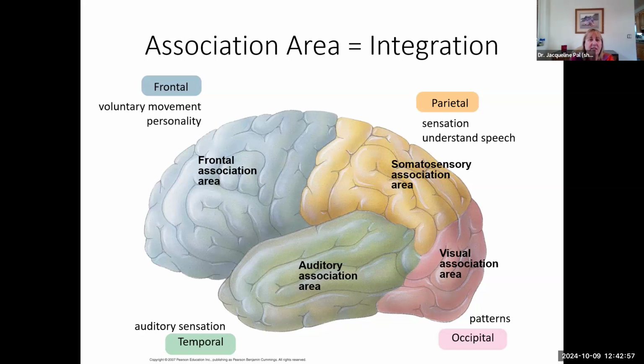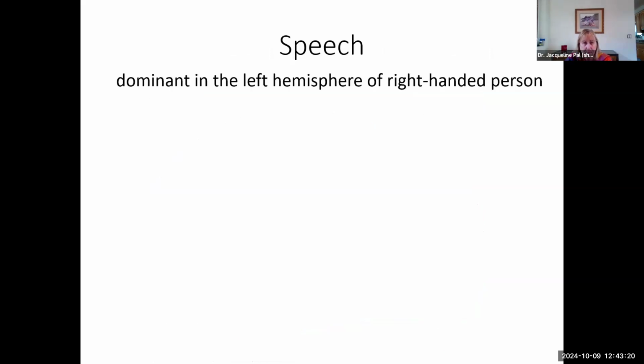And frontal association areas are going to do with voluntary movement. For instance, when you're practicing your free throw over and over and over again, we're going to go to motor association areas. We also have areas in our frontal lobe which have to do with personality. And then we have another area called the prefrontal cortex I'll be talking about. But first, let me talk about speech, because speech is complicated.